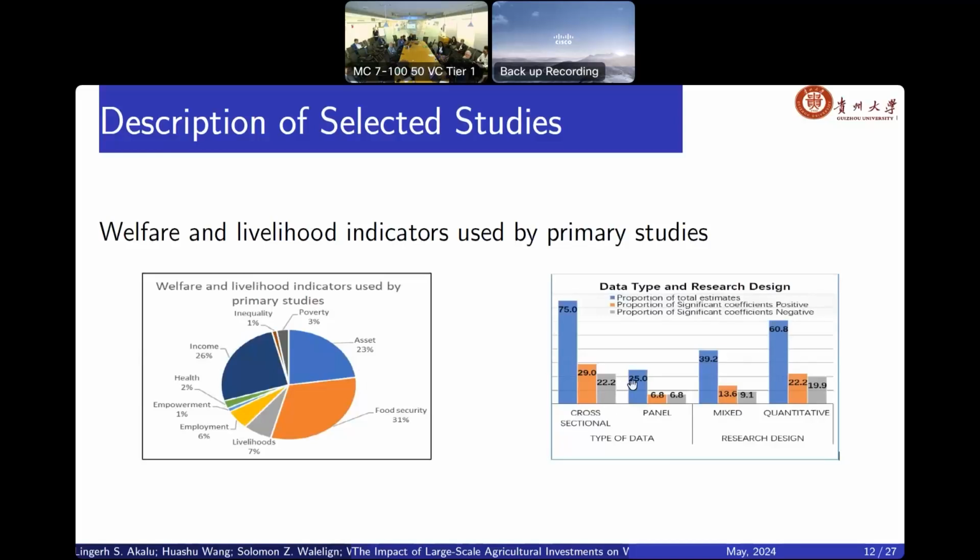And regarding the type of data they use, most of them are cross-sectional studies. Some of them are panel studies, and most of these studies use the DID method to evaluate the impact. And they are mostly mixed quantitative research designs.